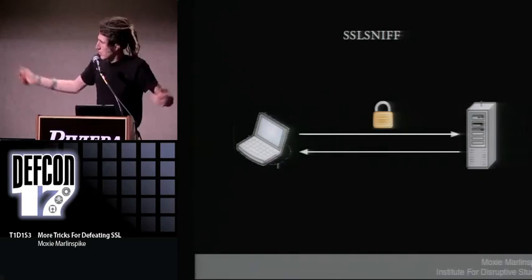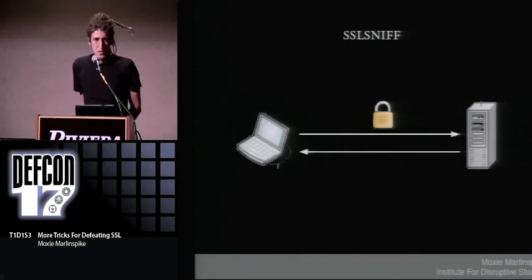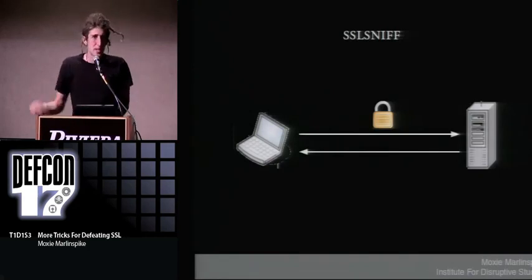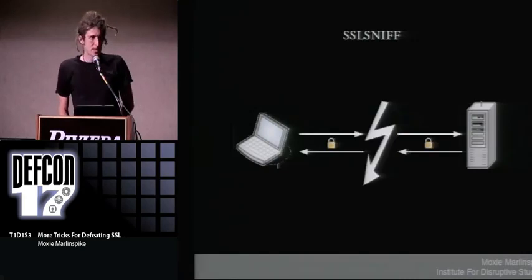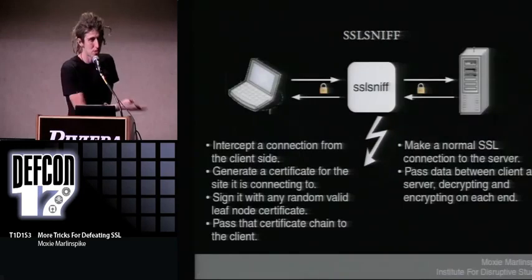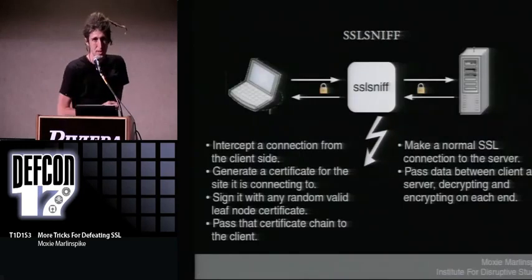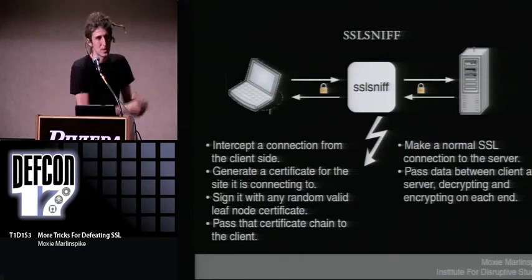Let's say you have a client and a server. Client's trying to connect to the server using SSL. Say it's trying to connect to PayPal. SSL Sniff would perform a man-in-the-middle attack. So it intercepts the client's connection request to the server and generates a certificate for the site that the client is trying to connect to. So it generates a certificate for PayPal.com on the fly. And then it signs it with any random leaf node certificate that you give it. And then it passes the whole chain back to the client.